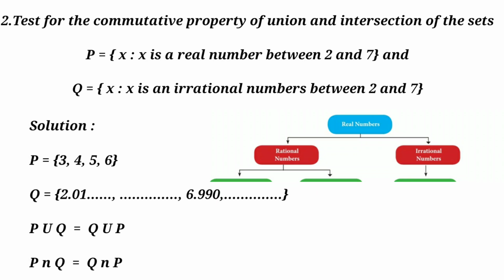Natural numbers, whole numbers, integers, rational numbers and irrational numbers are proper subsets of real numbers. So P union Q is equal to Q union P, and P intersection Q is equal to Q intersection P. That's all.